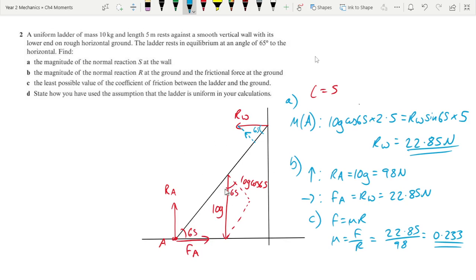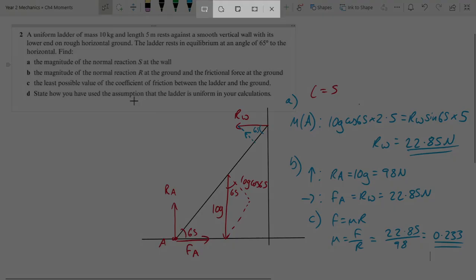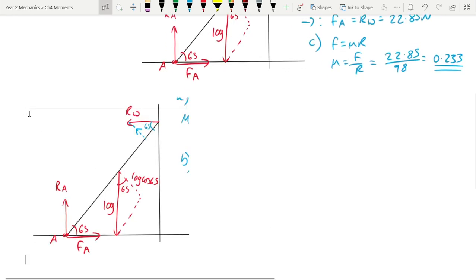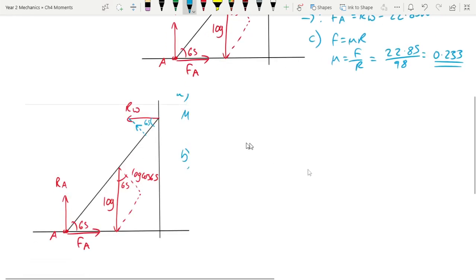Now, things that can make these questions slightly more complicated, they could give you friction at the floor and they could give you friction up here. If they were to do that, let's just take this diagram and draw on it underneath. So if there was friction at the wall as well, then as well as a reaction force here, there would also be some friction here.